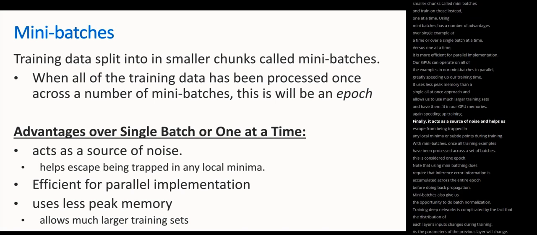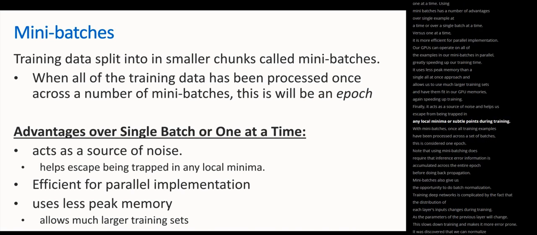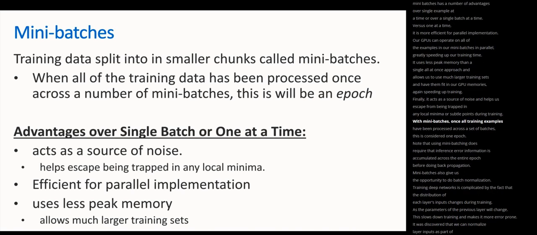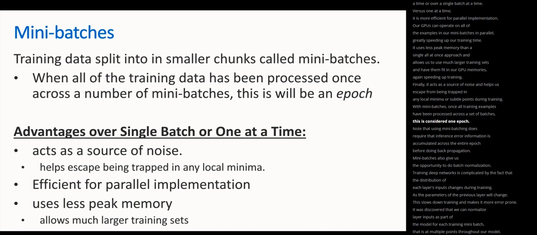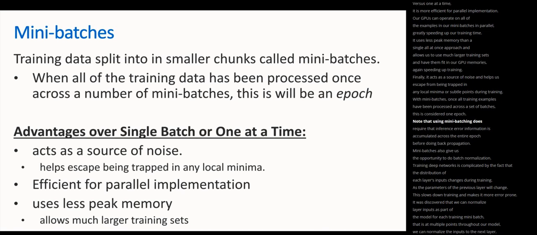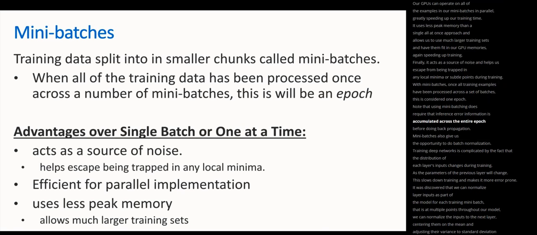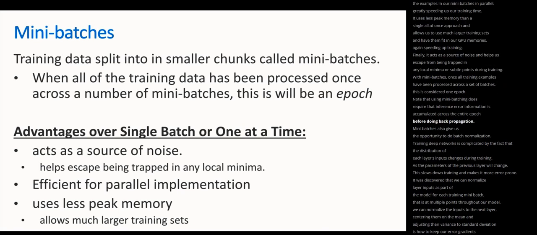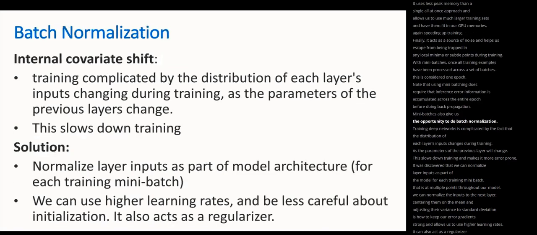Finally, it acts as a source of noise and helps us escape from being trapped in any local minima or saddle points during training. With mini batches, once all training examples have been processed across a set of batches, this is considered one epoch. Note that using mini batching does require that inference error information is accumulated across the entire epoch before doing backpropagation. Mini batches also give us the opportunity to do batch normalization.